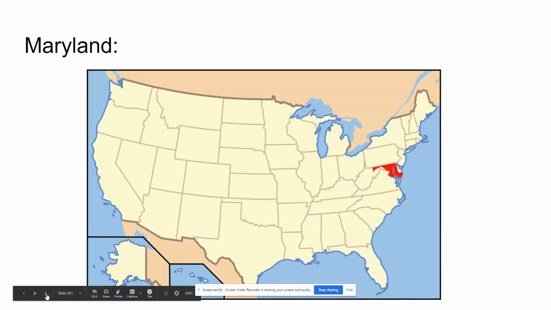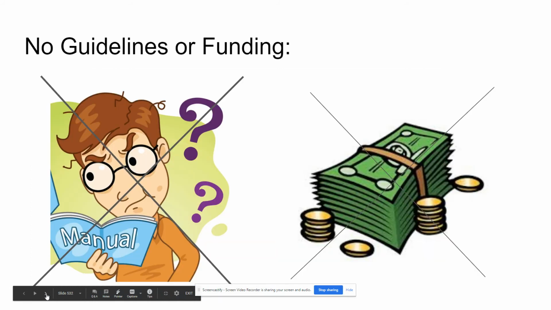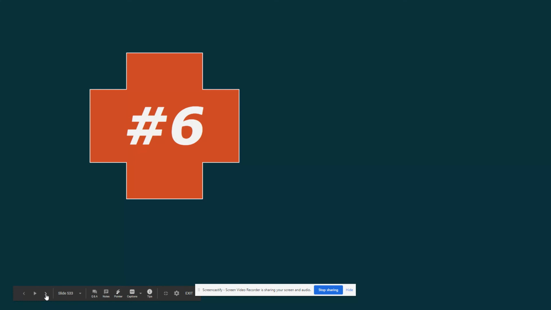So Maryland is a good example. That state did not want prohibition. So they never created guidelines for their police about enforcing prohibition. And they never provided any money for police to enforce it. So nothing happened. And all the states did that to some degree.